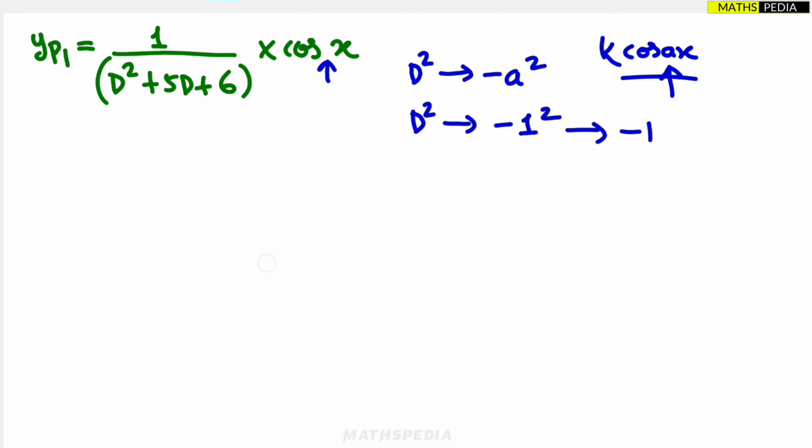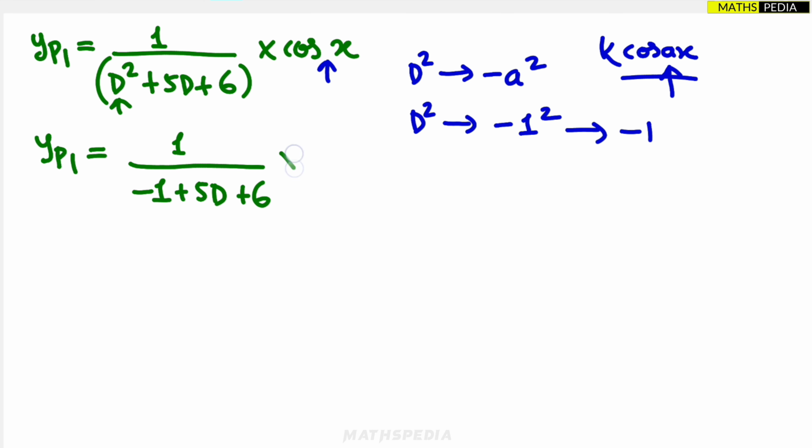So here what happens? Yp, instead of d square we are going to substitute minus 1. Plus 5d we won't be doing anything, so 5d plus 6 into cos x as it is. Now from this can I write the value as 1 by how much? You are getting 1 by 5d plus 5 into cos x, right?